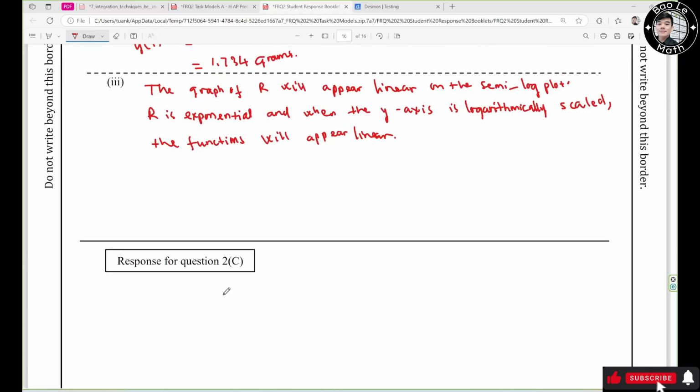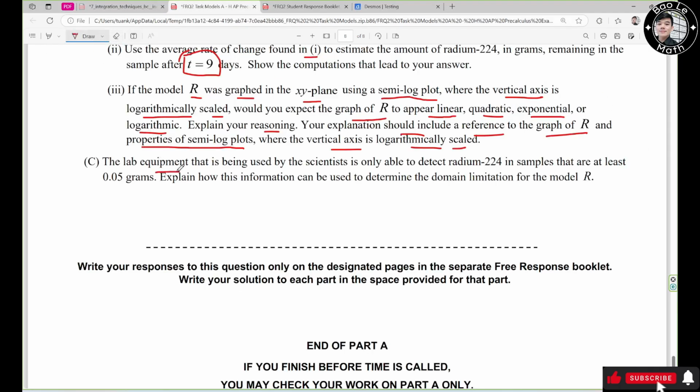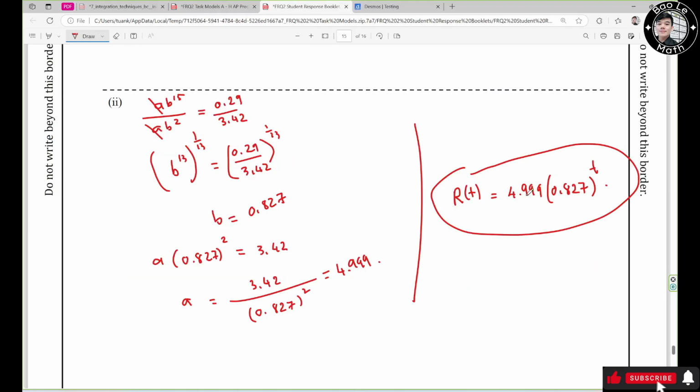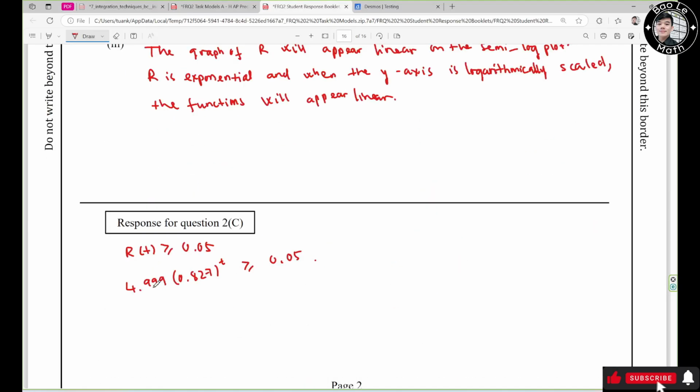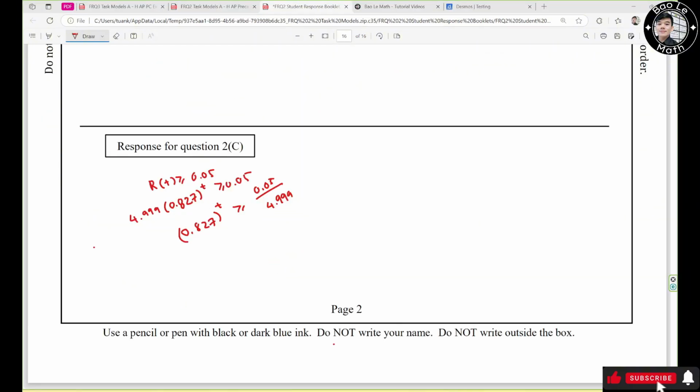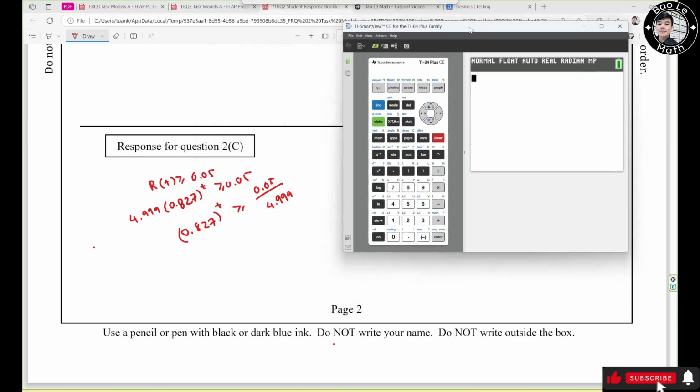Alright, let's move on to question C. The lab equipment that is being used by the scientists is only able to detect the radium-224 in samples that are at least 0.05 grams. Explain how this information can be used to determine the domain limitation for the model R. We just look at the function R(t) and we let R(t) greater than or equal to 0.05. So R(t) right here, you need to divide both sides by 4.999.